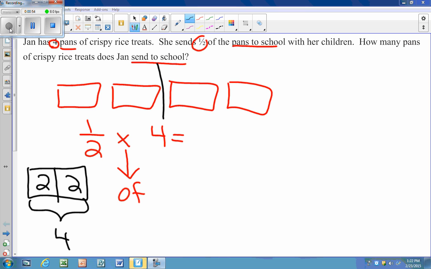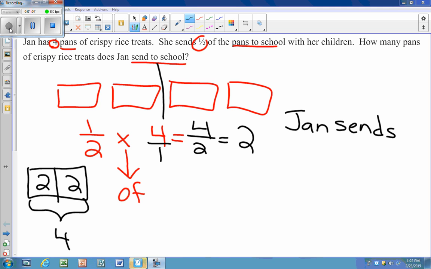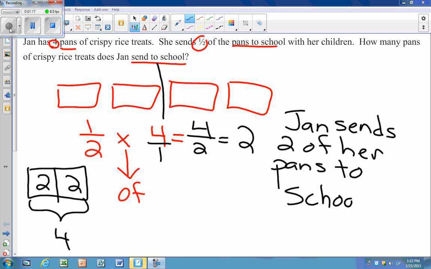So half of 4, we can also put a 1 underneath. 1 times 4 is 4, 2 times 1 is 2, and that gets 2. So Jan sends 2 of her pans to school. So that's how we do that. We just use a tape diagram, we use multiplying straight across, and we also use chips.